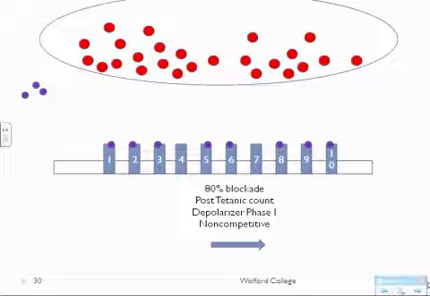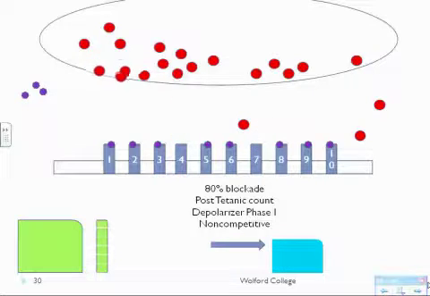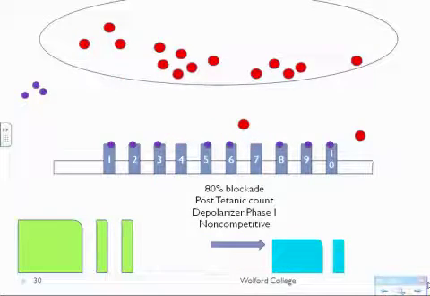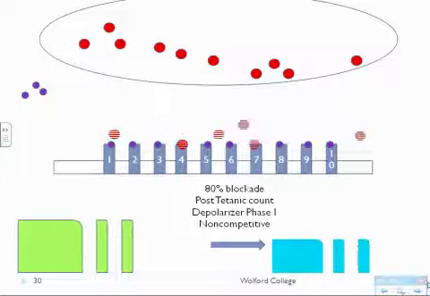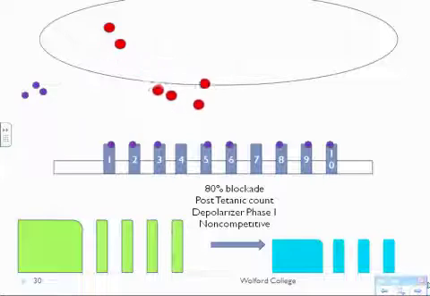Now, if you have 80% blockade, your post-tetanic count, and so we can do it in phase 1, there's no competition. Okay, so here's what happens. I'm going to give tetanus. Tetanus means you're overwhelming the site again with acetylcholine, but because succinylcholine is non-competitive, it doesn't care. So as a consequence, you get your tetanus. Now you get massive release of acetylcholine, but you get no post-tetanic potentiation at all. It doesn't care. You can't change that you only have 2 receptors that are available.